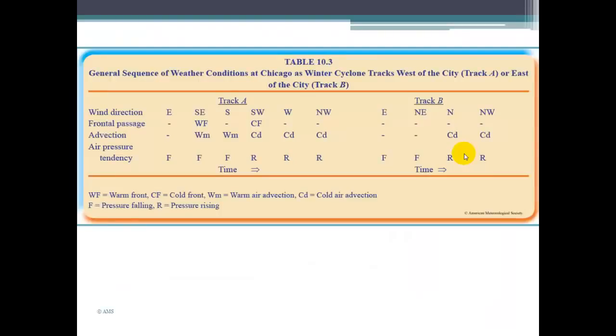This is a table, I know it's kind of hard to see here, but you can look at it in the book, that would show the weather conditions for Chicago depending on if it's track A or track B. Track A is here on the left, track B is here on the right. You'll see specific winds as the system begins to develop and move along. You're going to see the winds shift in a particular way depending on if it's track A or track B. As the front passes, we're going to see for track A a warm front and then the cold front pass. But if we follow track B, we don't really get the front pass. We're just going to get a bunch of cold air that comes in.